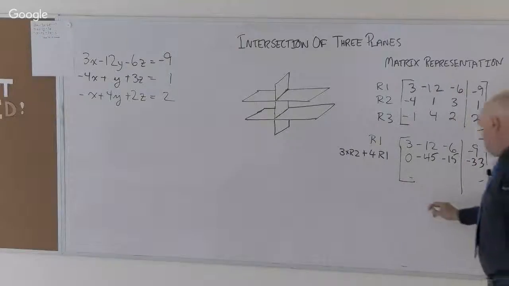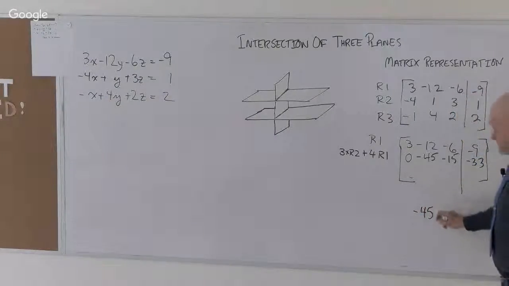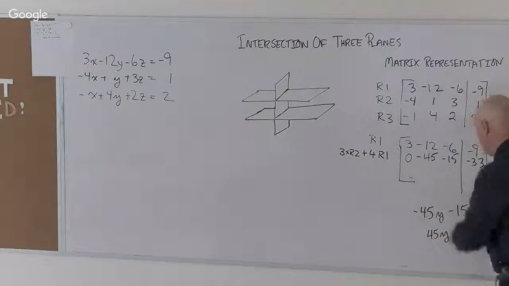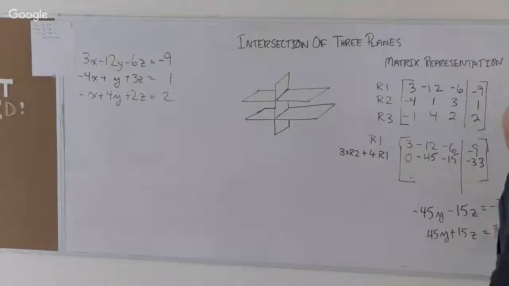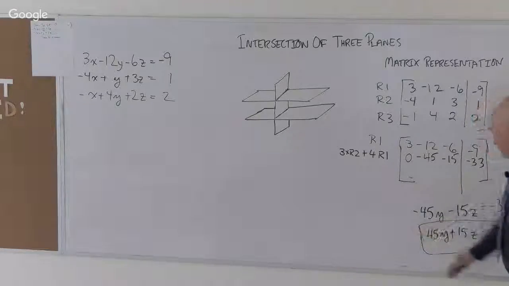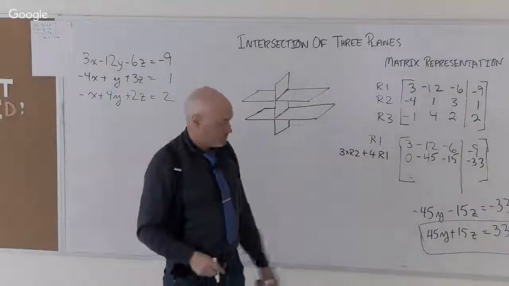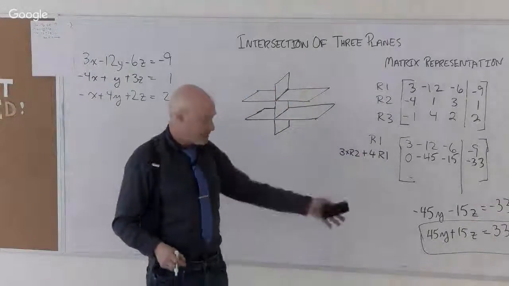Okay. So wow, this is just horribly ugly, so we're not even going to pursue this. This is -45y minus 15z equals -33. Or 45y, oops, z, sorry, that should have been z, plus 15z equals 33. There's the equation of a line between those two planes, right there. That's as simple as I can make it.